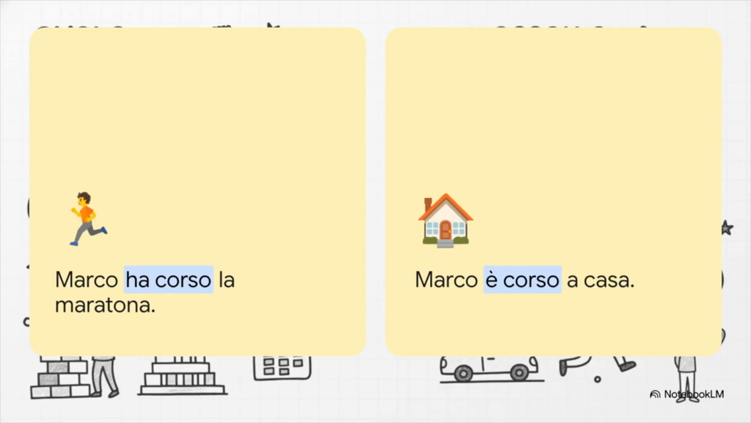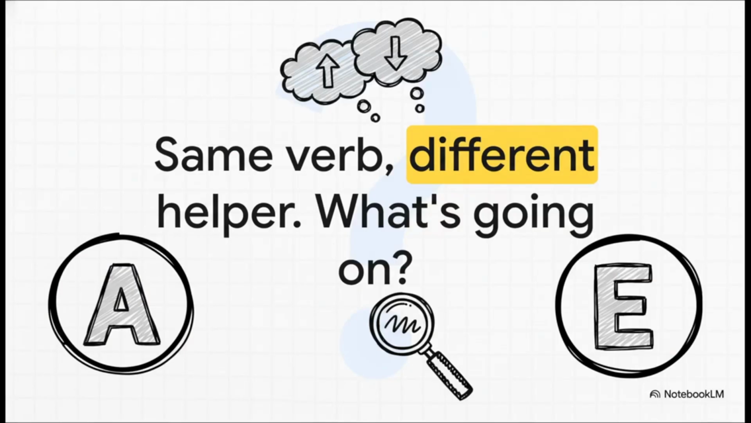Okay, let's get right to it. Look at this. On one side, we have Marco ha corso la maratona, and on the other, Marco è corso a casa. See that? We've got ha corso using avere, and then è corso using essere. But hold on, it's the exact same verb, correre, which means to run. So what gives? So is one of them wrong?